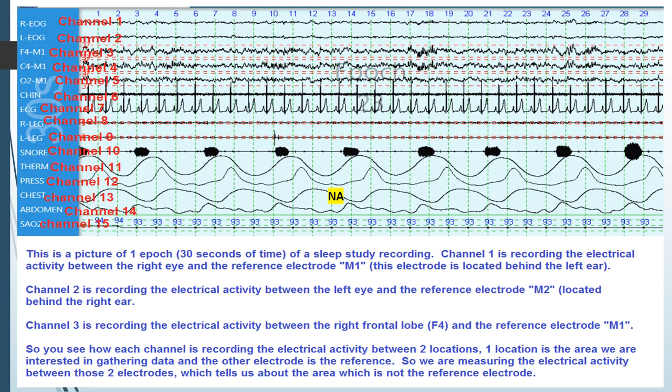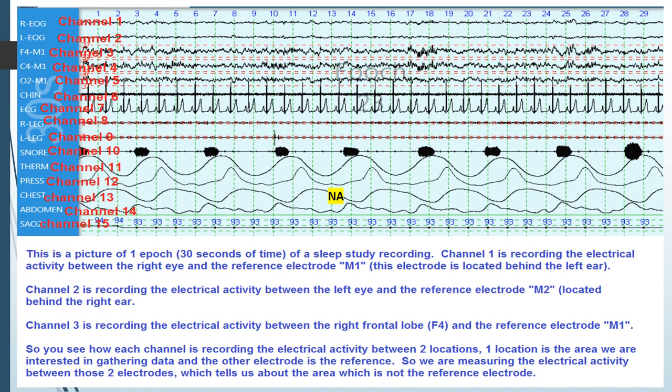Channel 7 is our EKG, an electrocardiogram. Our right leg is next on channel 8 and the left leg is on channel 9. Both of those are again EMGs because it's muscle. Channel 10 is a snore mic. Not all facilities use snore mics. Channel 11 is a thermistor, so that's measuring the change in heat at the nose and mouth to monitor airflow.